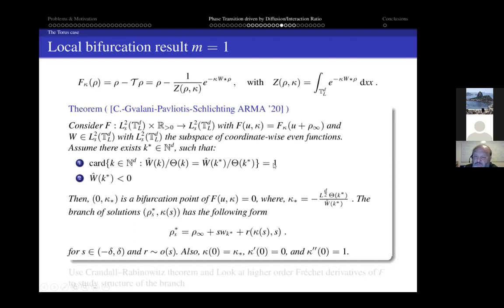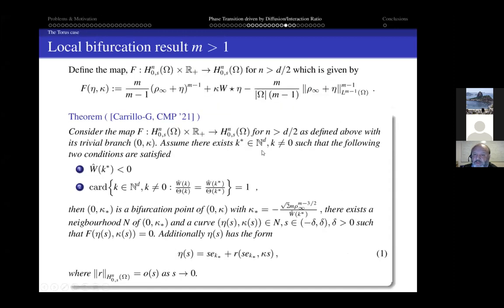This is very much related with the application of the Crandall-Rabinowitz theorem. The Crandall-Rabinowitz theorem is a bifurcation theorem that tells you that you are going to have a bifurcation branch as soon as the kernel of a certain derivative, the Gateaux derivative of the operator, has dimension 1. And this has much to do with that condition.